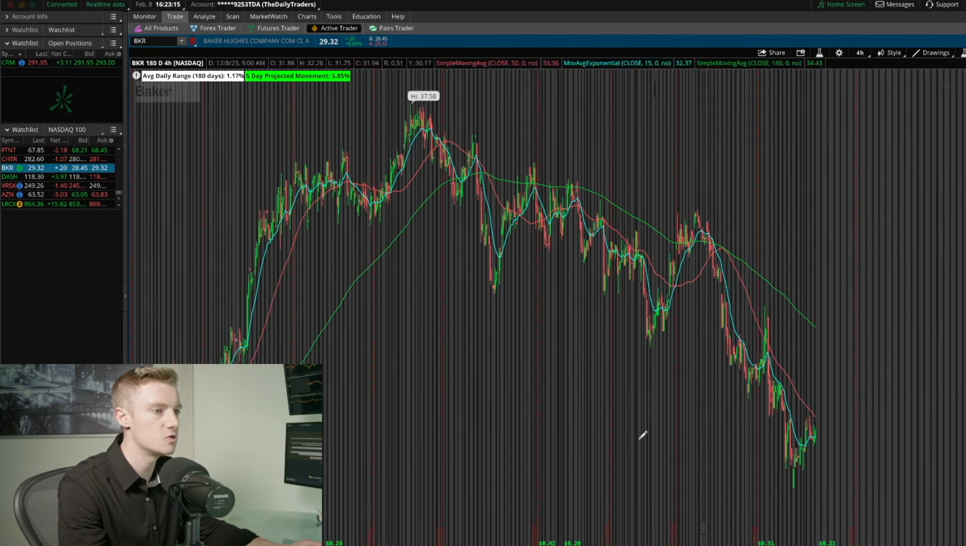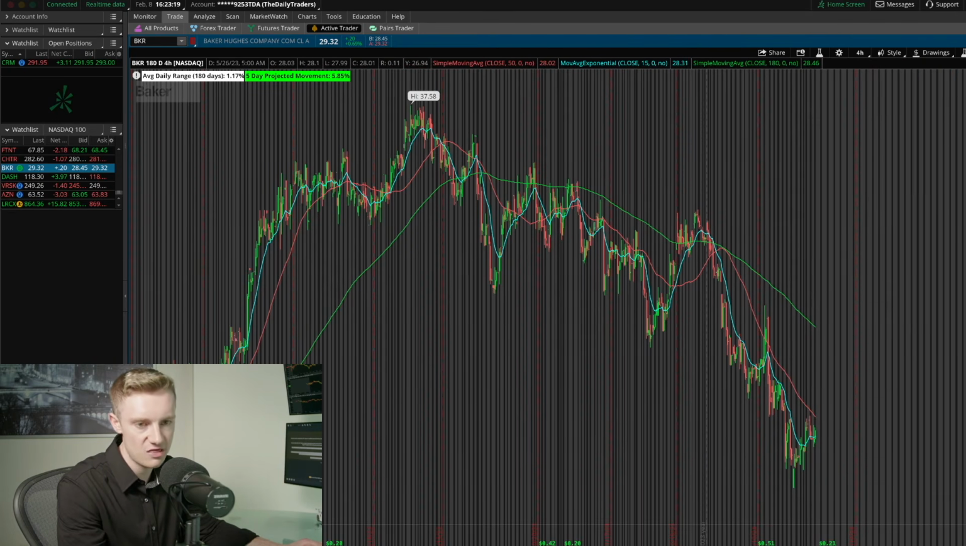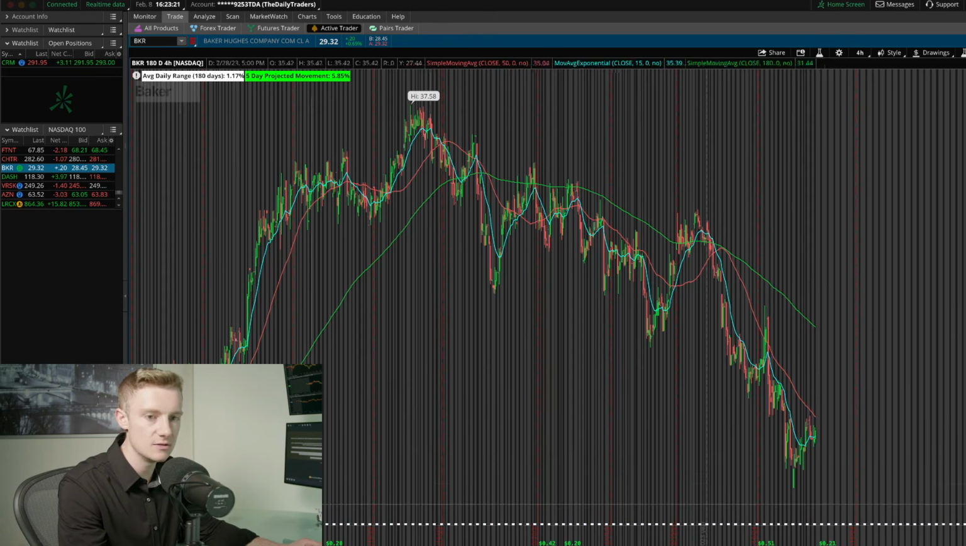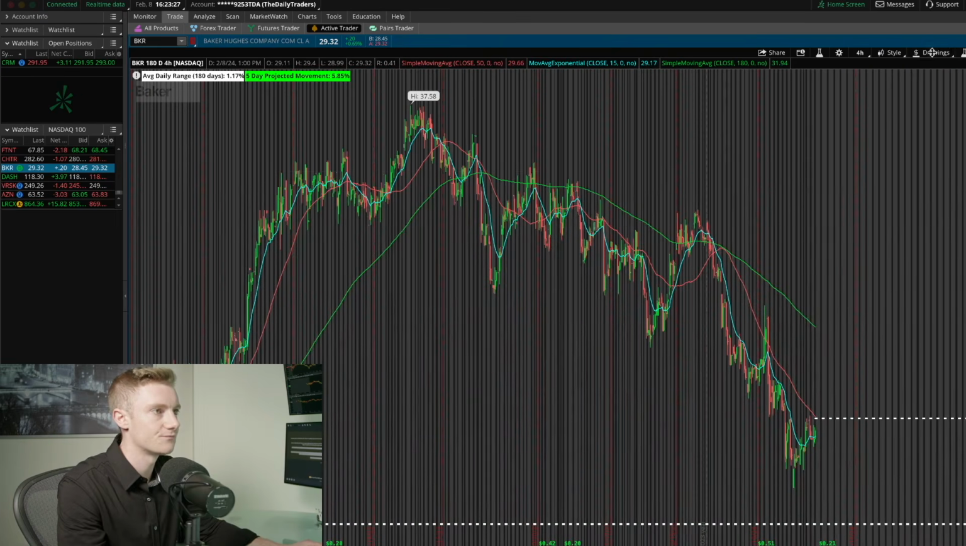Okay, so let's say we're just going to look to capitalize on a pullback. This is a theoretical trade. Back down to that low. We're going to set our stop loss at the 50-day. Okay, just theoretical. Now, if we look at this stock specifically, BKR, average daily range is 1.17%. Our 5-day projected movement is 5.85%.